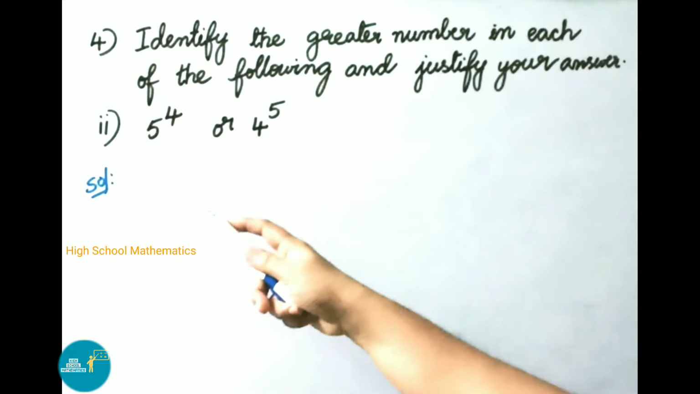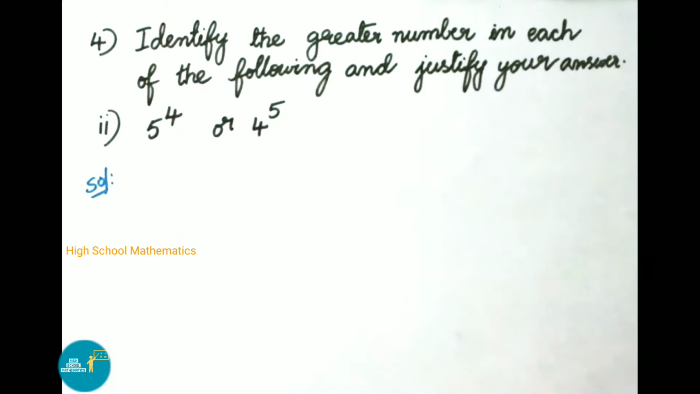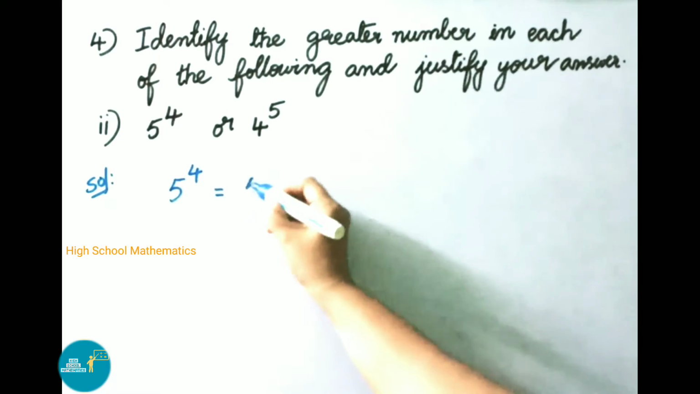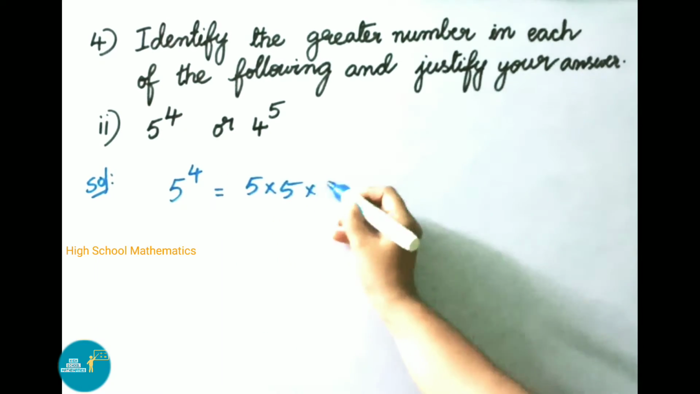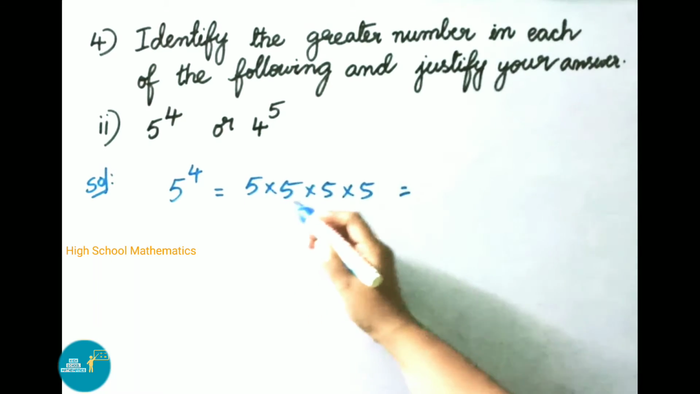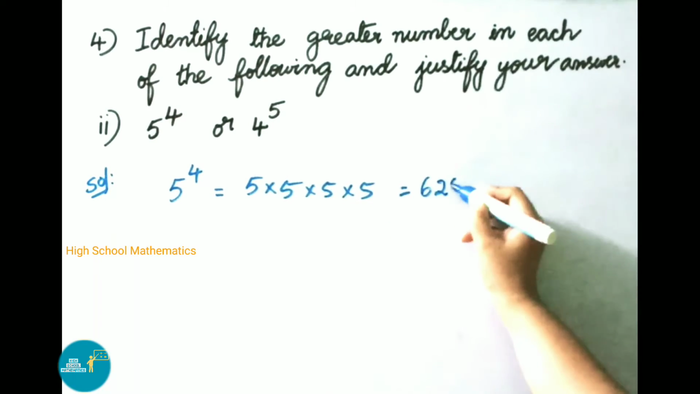Now the fourth question, second one. 5 power 4 or 4 power 5, which is greater, we have to find. Let us see the solution. 5 power 4 can be written as 5 multiplied 4 times. That equals 5 5s are 25, 25 5s are 125, 125 5s are 625.